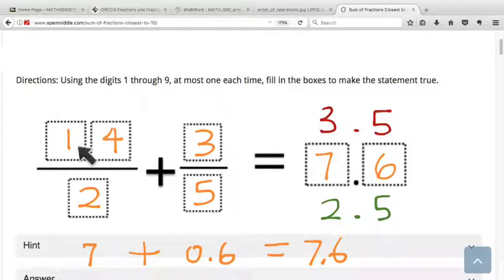Let's double check. Are they using any digits more than once? 1, 2, 3, 4, 5, 6, 7. That's cool. They're even using all consecutive digits. That seems like it works.